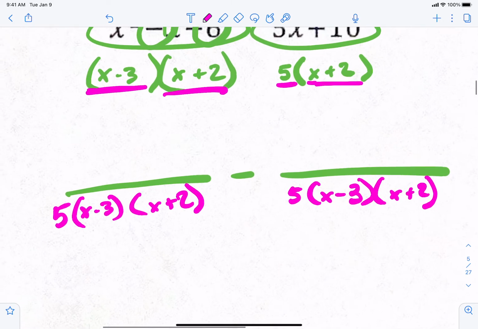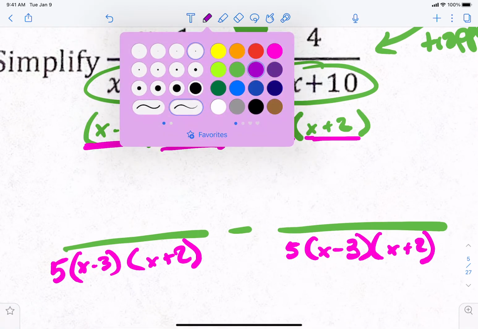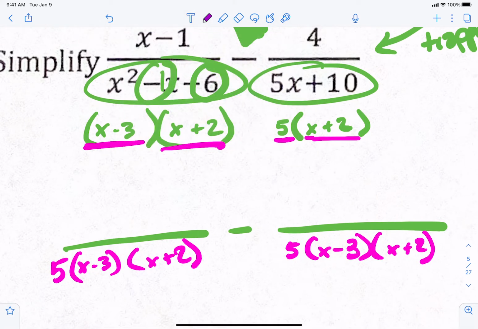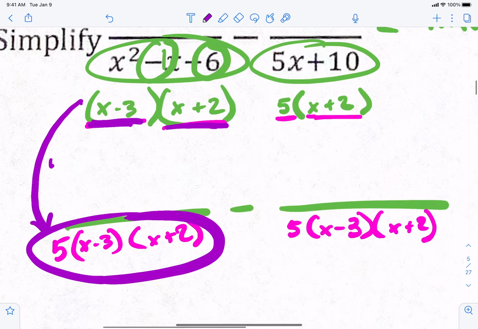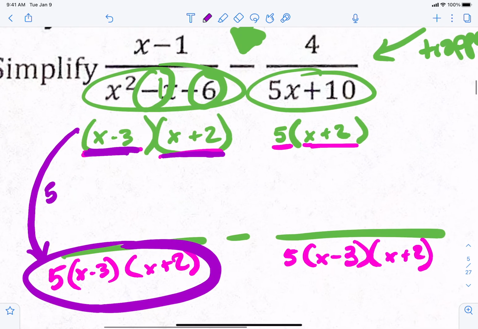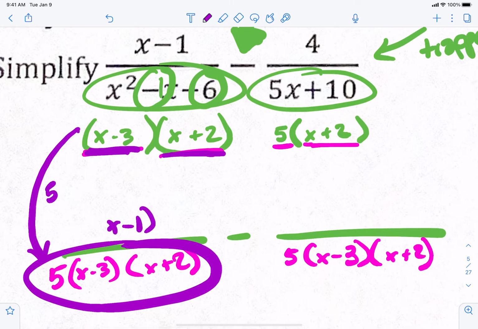Okay, both of your bottoms are going to look like that, okay? Now what do we do next? You do the top. So let's compare real quick. We have an x minus 3 and we have an x plus 2. So what does he not have down here that he will need? The 5. He will need a 5, so I'm going to put a 5 off to the side over here, okay? The top was x minus 1, and he needs to have a 5. So we're going to multiply him by 5.